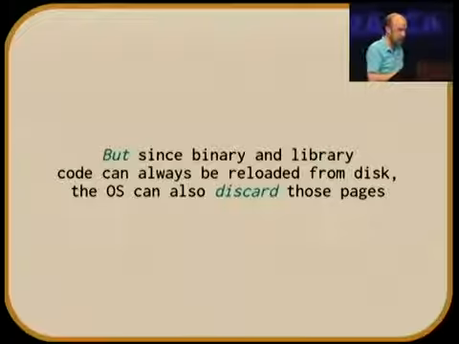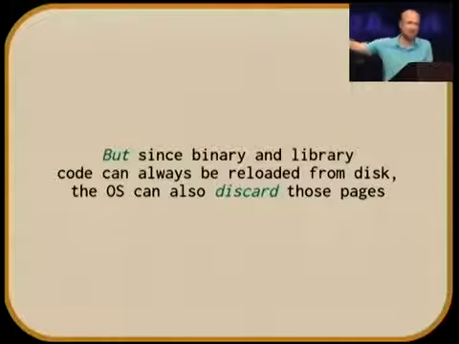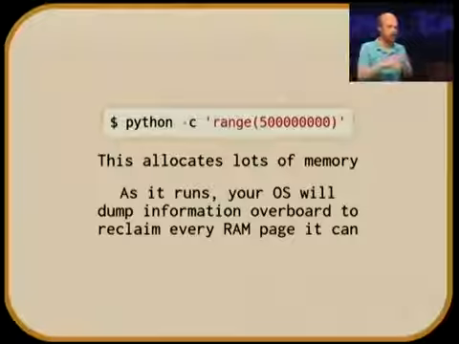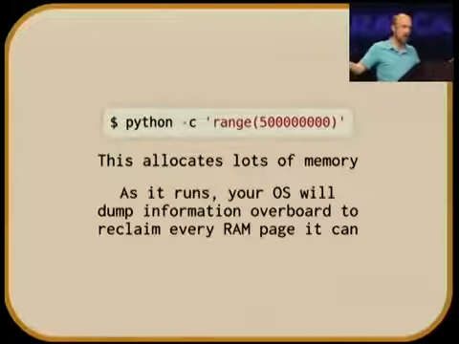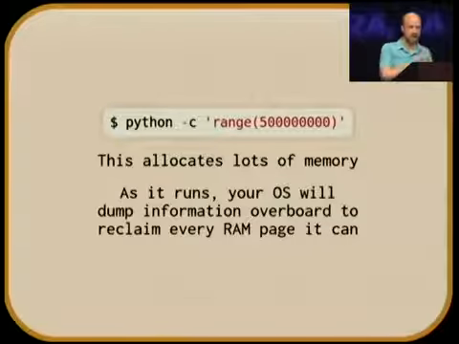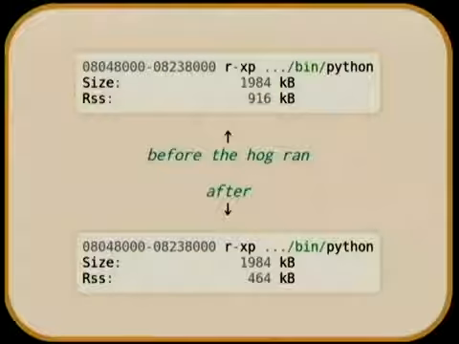But since binary and library code can always be reloaded from disk even once it's there, the OS will often just discard those pages if things get kind of busy. Here's a little program that allocates a bunch of memory and makes the OS think this is a crisis and we're running out of memory. I ran it while leaving that other Python process sitting quietly at the prompt, and look what happens. Look at the RSS from before I ran the big memory program to after.